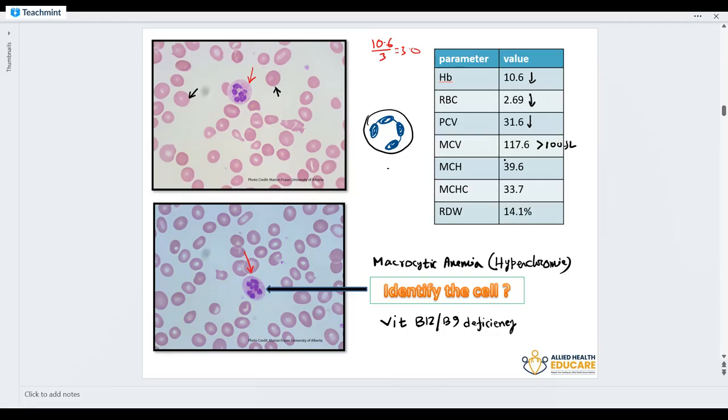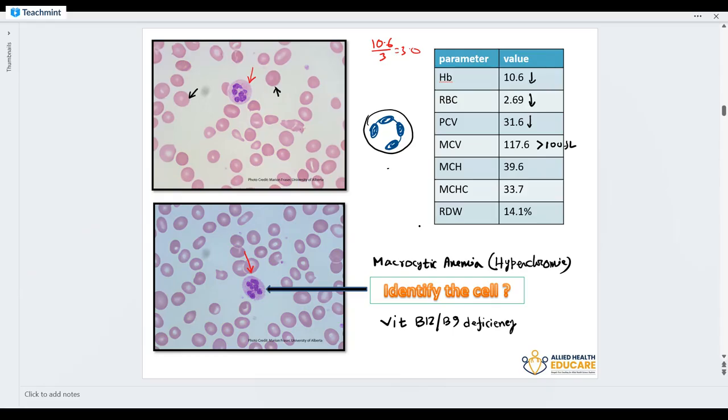It means there is a macrocytic RBC. Please pardon me, not hypochromic, macrocytic RBC. We have previously seen that if MCV is below 80, it is called microcytic RBC. If the MCV value goes beyond 100 femtoliter, it is called macrocytic RBC. Here you can see that the RBC size and volume are slightly larger compared to normal RBC. If the hemoglobin value is low and the MCV value is greater than 100 femtoliter, it is called macrocytic anemia.